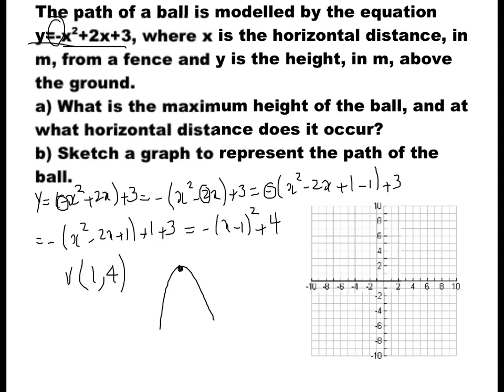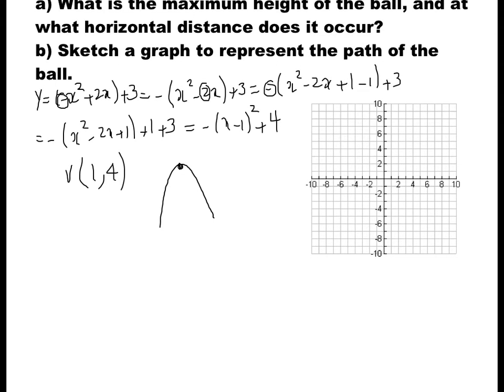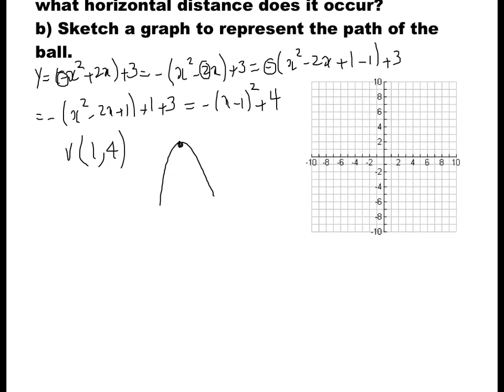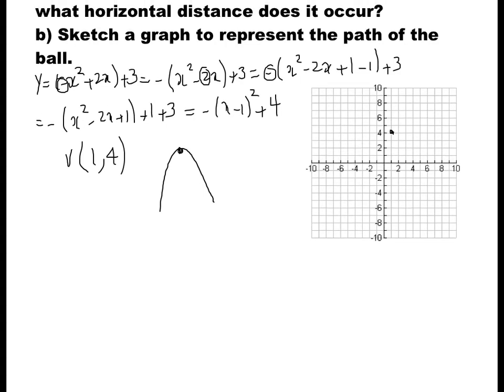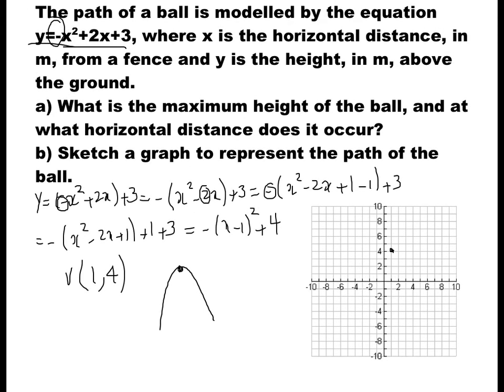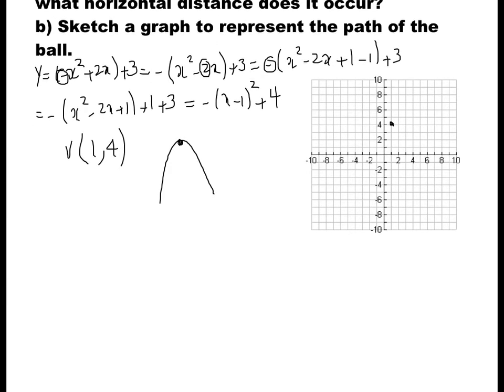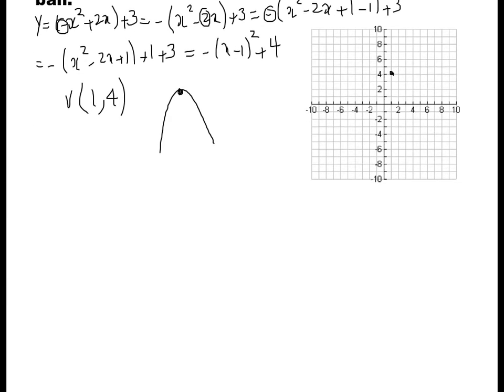Now the next part of the question is to plot a graph representing the path of the ball. We know that the vertex is 1, 4. So the vertex is going to be somewhere around here. This is the point. We're also going to try to find the y-intercept. You can see the y-intercept is just a constant, which is 3. So y equal to 3 is the y-intercept.